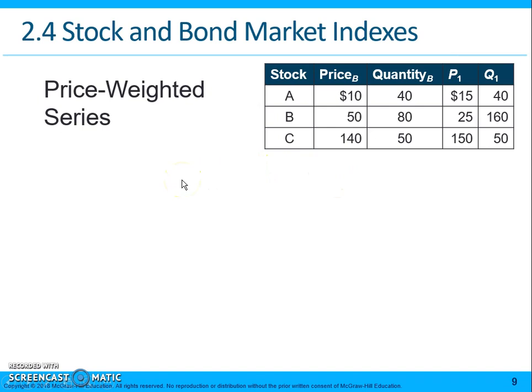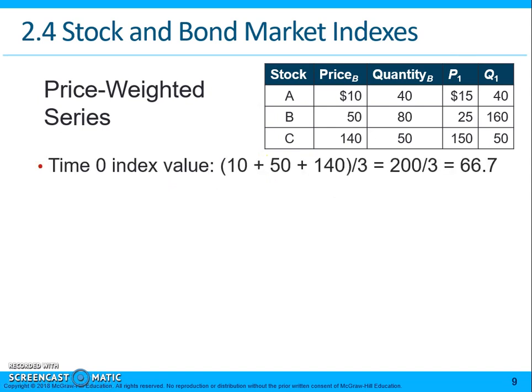The initial calculation at the beginning for the price weighted index is simply the price of stock 1, 10, plus the price of stock 2, 50, plus the price of stock 3, 140, divided by 3. You add those up and you get 200 divided by 3, or 66.7. But to adjust for this split at the end of the period, we have to adjust the value of the denominator, because this stock price is now 25 and not 50.